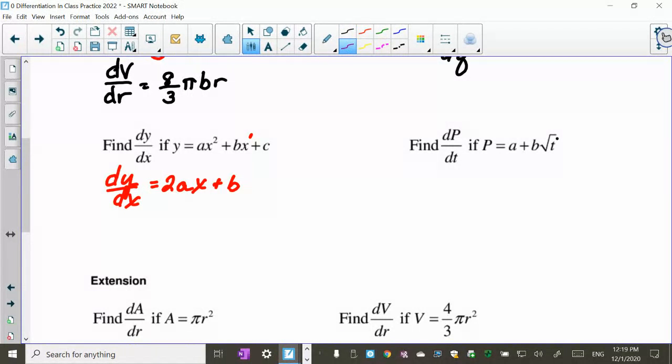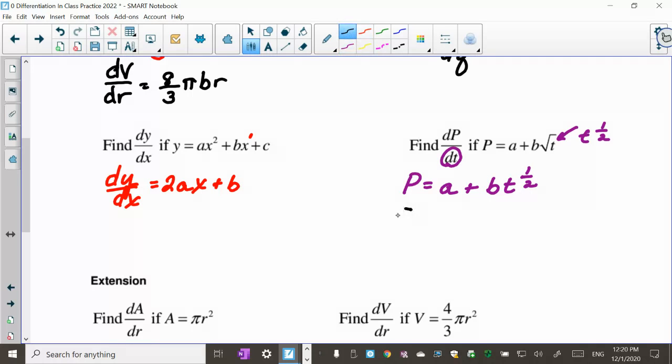Okay, now we're going to do dp dt, and I look at it. Is this set up in a form so I can take the derivative? I'm like, oh, it would be, because the t's at the end, but it's a radical. So I want to rewrite that as t to the half power. So let's set that up. P equals a, which is a constant, plus b times t to the 1/2.